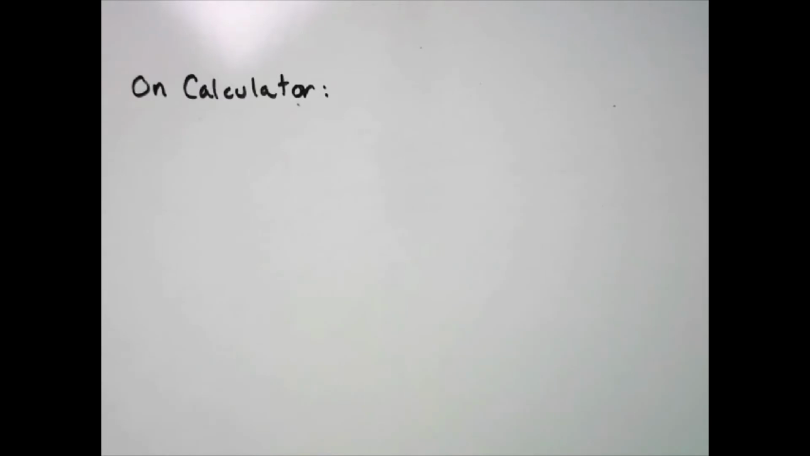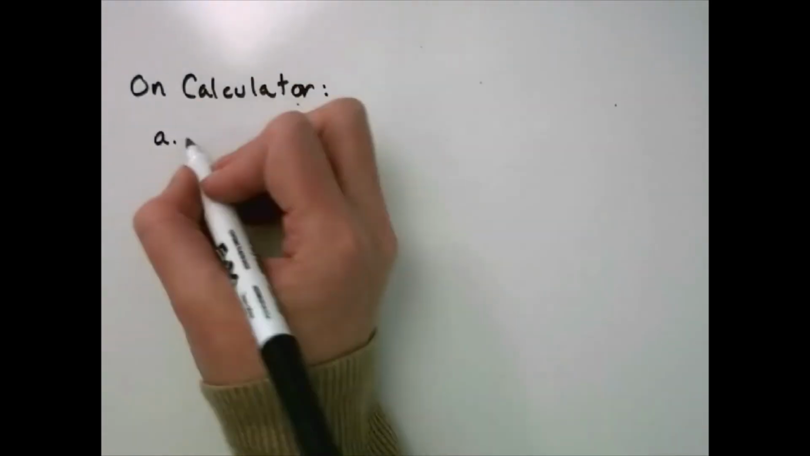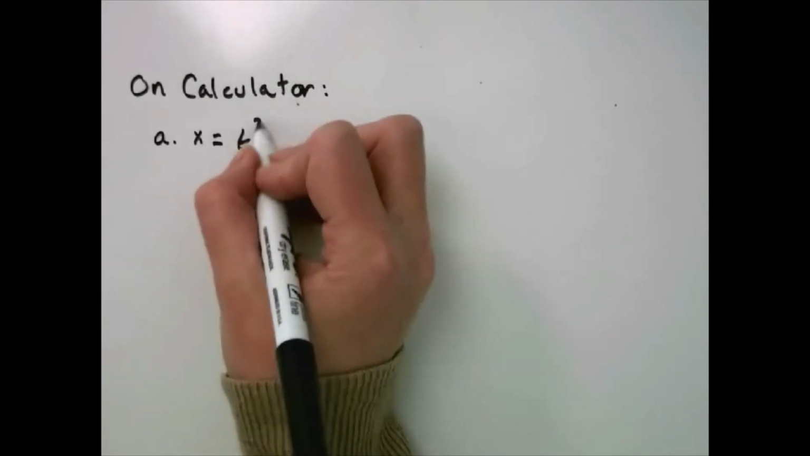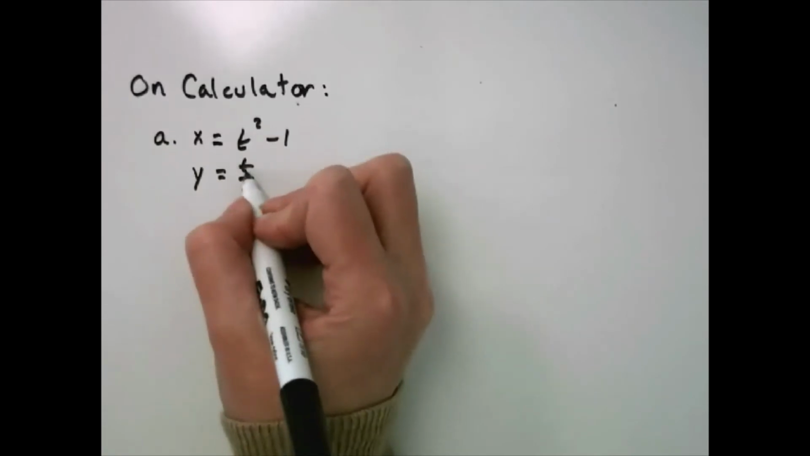So I'm going to show you how we can graph parametric on the calculator, and we can see the direction and all of that. So I'm going to do the ones that we've already graphed, and then I'm going to introduce you to a new one. So the first one we're going to graph is the first one we graphed by hand, t squared minus 1, t over 4.